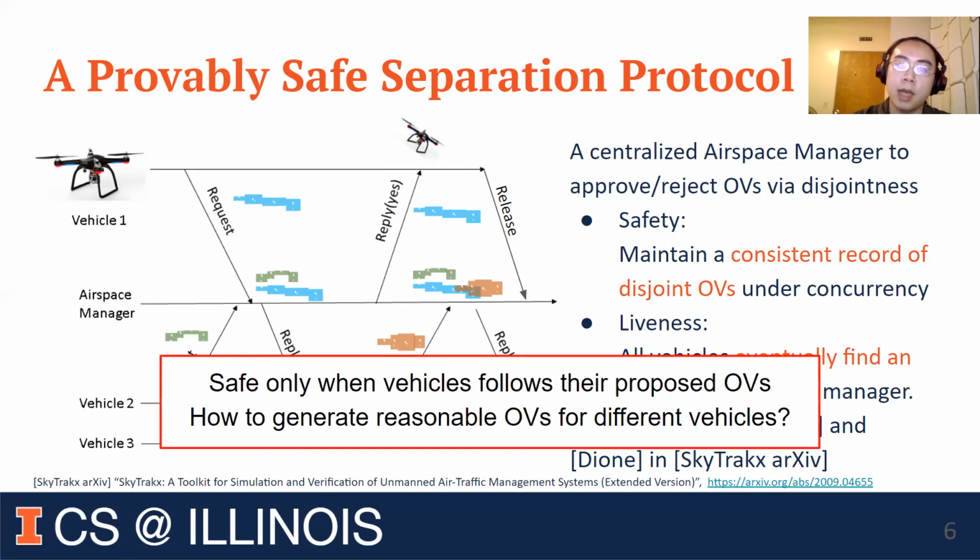And for the design of this UTM protocol, there is an underlying assumption that the UTM protocol is safe only when each of the vehicles strictly follows their proposed operation volumes. So another natural question to ask is how do we generate reasonable operation volumes that each of the vehicles can follow easily?